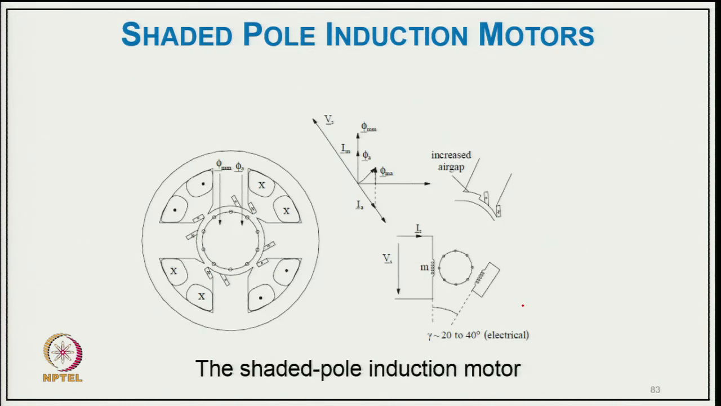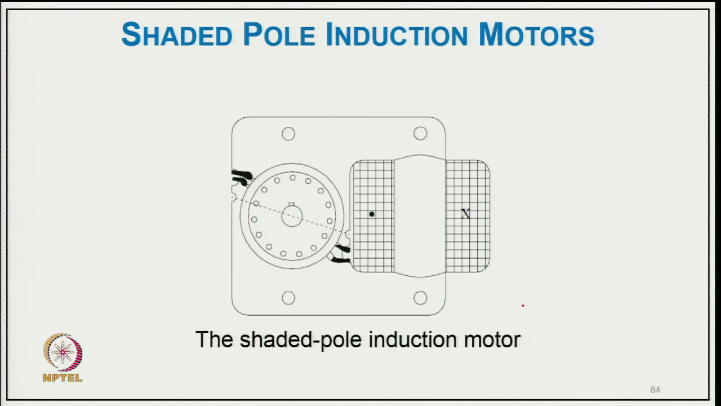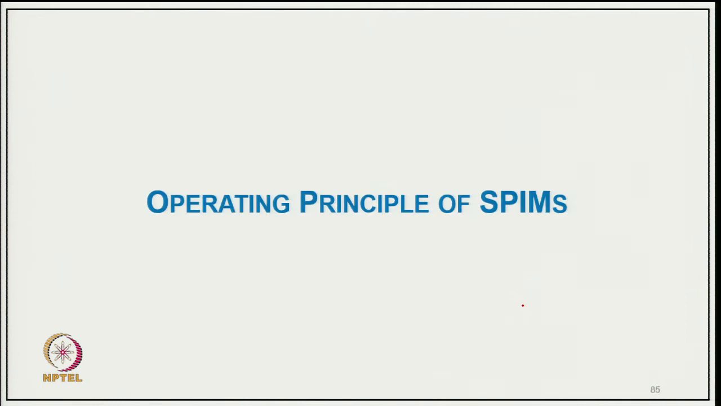So, here you put a shading coil, and that causes the field to shift. The winding is one only, that is, you can call it the main winding, but the shading coils really give the effect of shifting the flux by some degrees, and that is how the shading coil is put here and here, and this is the main winding.